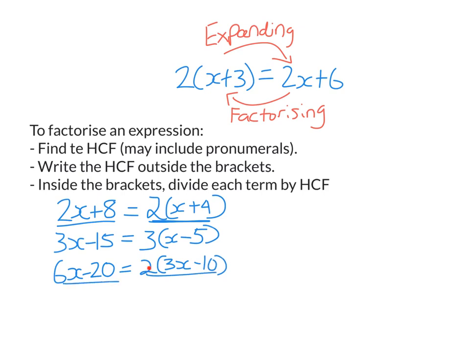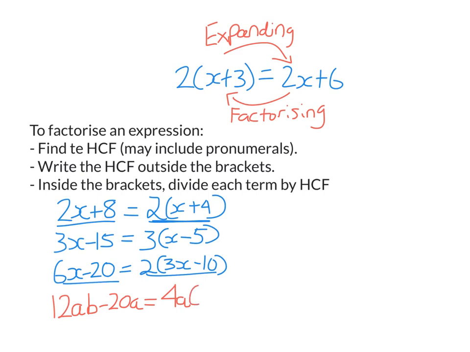So in each of these cases, the highest common factor was just a number. Sometimes the highest common factor might include pronumerals, might include letters. So let's do 12ab minus 20a. So the highest number that goes into 12 and 20 is 4. But both terms also have an a. So an a is common. It's in both terms. So I'm going to write that out the front. The highest common factor of these two terms is not 4, it's 4a.